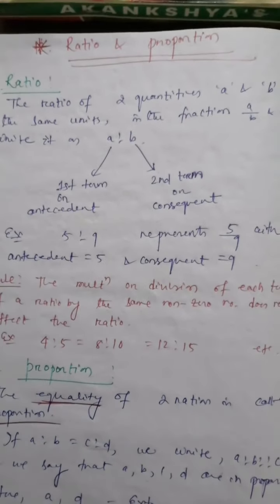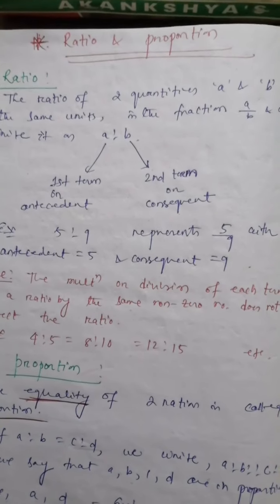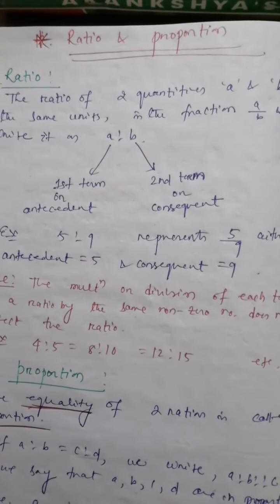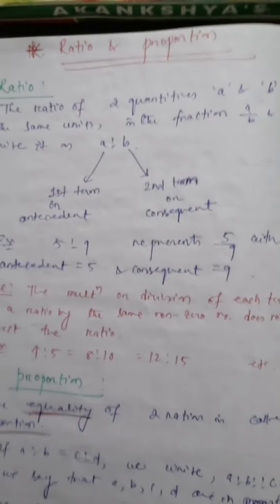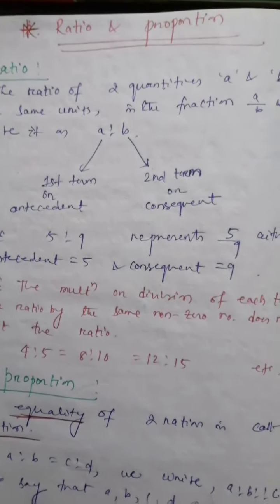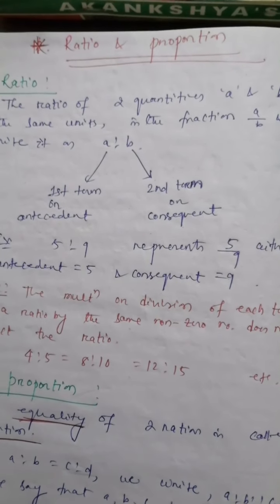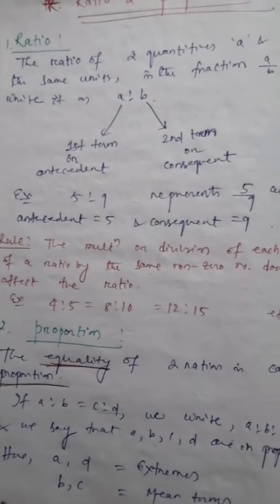Hello friends, today I have selected a topic from lesson 3 of unit 5 paper 1 of the NTA NET syllabus 2020. So the specific topic is ratio and proportion and it is from the mathematical reasoning and aptitude part. Fine, so we will go point by point.